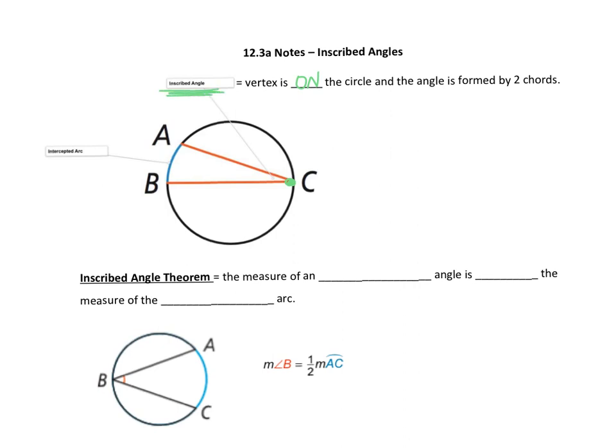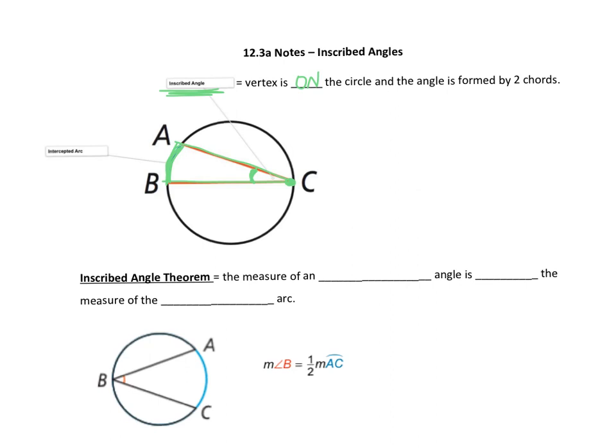Okay, and then it's formed by two chords. So AC is a chord and BC is a chord. That gives us our inscribed angle. So this is our inscribed angle. Okay, and then you have what's called the intercepted arc, and the intercepted arc is the arc that those two chords create. So it's between the two chords that we are using to form our angle.